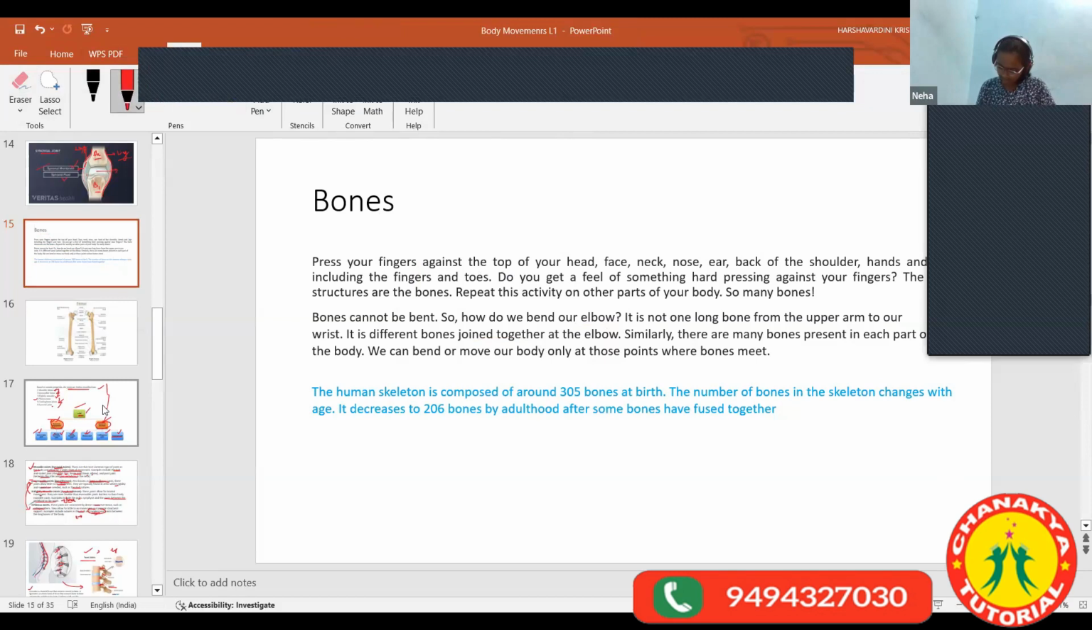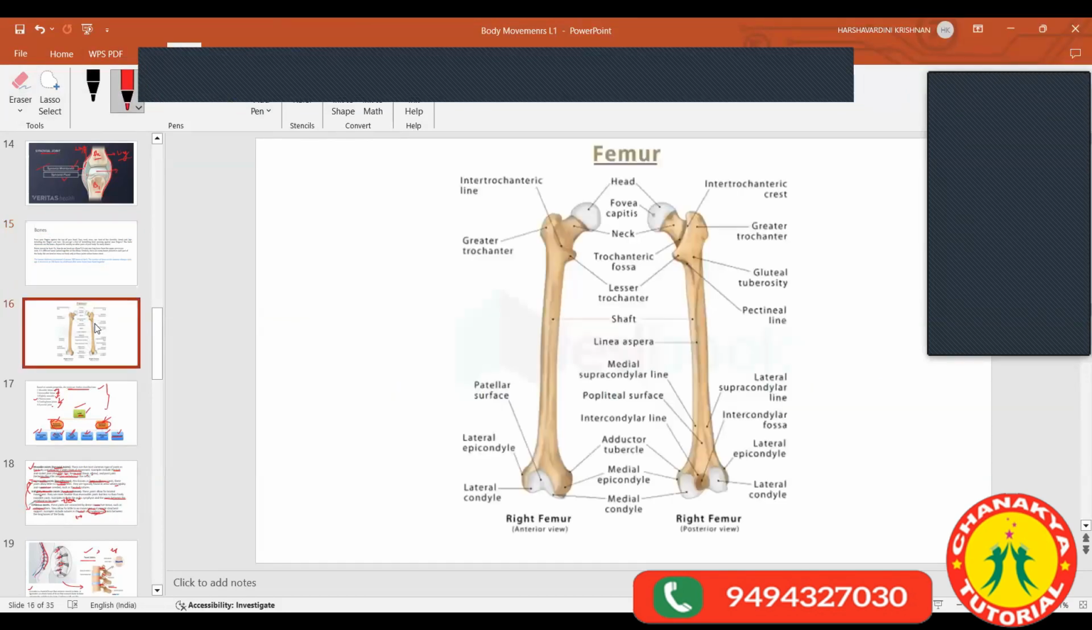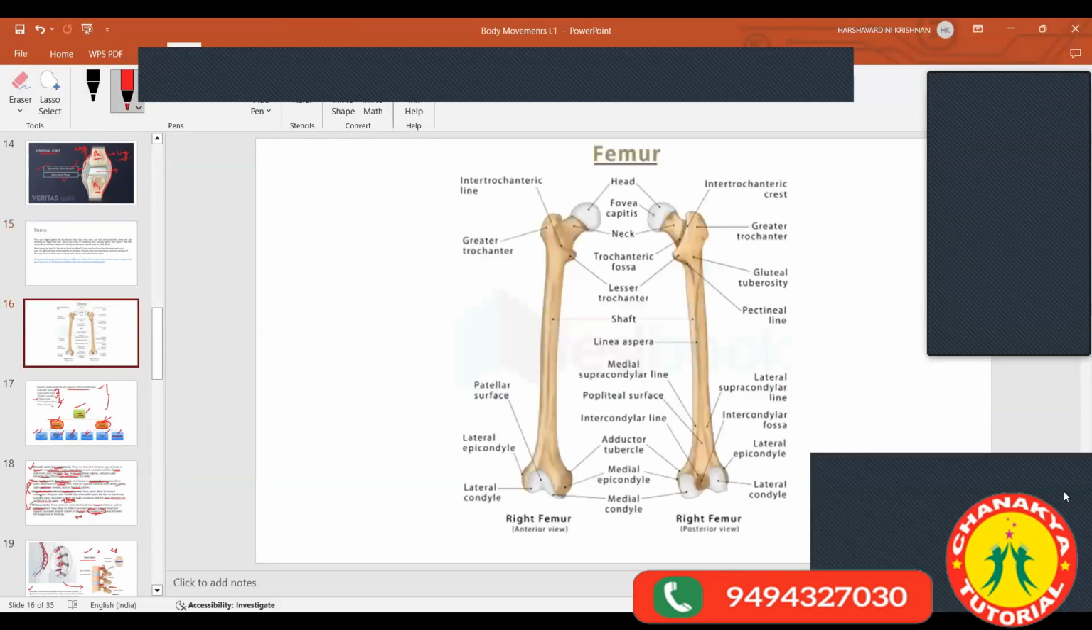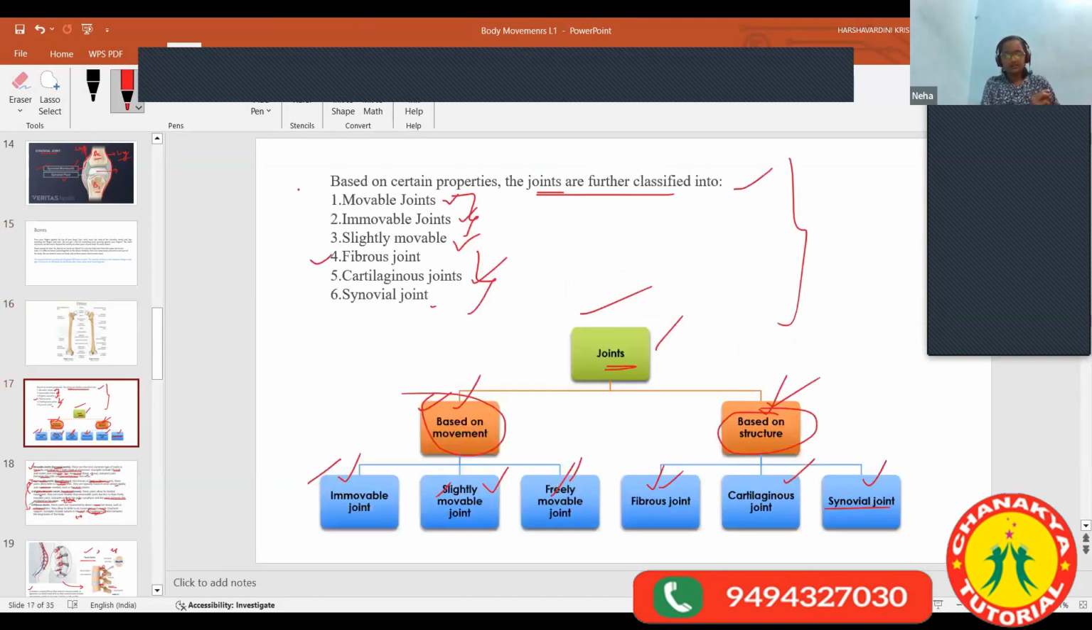Neha, can you just give him a glimpse of what we studied? Yes, ma'am. Started from here, I guess, yesterday's class. Yesterday we learned about types of joints.